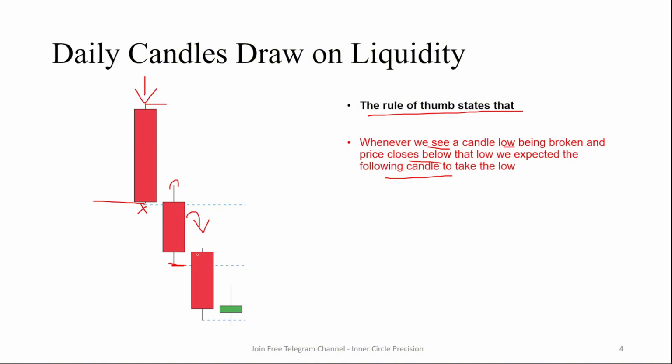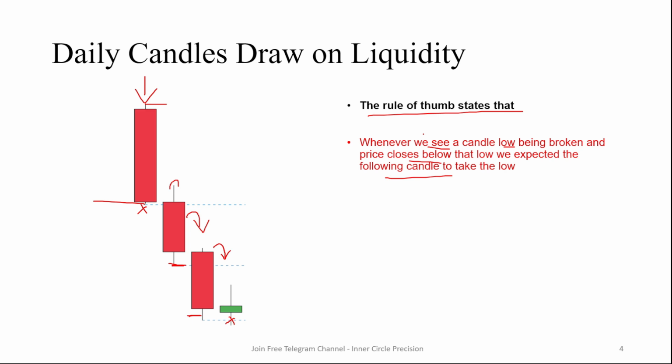That is what happened. This candle took out this low, and for this candle, we expect that the following candle will also take out its low, right? It took out this low, although it ended as a green candle, but what we are interested in is to be drawn to the low of the candle that has broken the low of its previous candle. If you master this rule of thumb, you will be able to cover half of the concept that I'm trying to put across here.